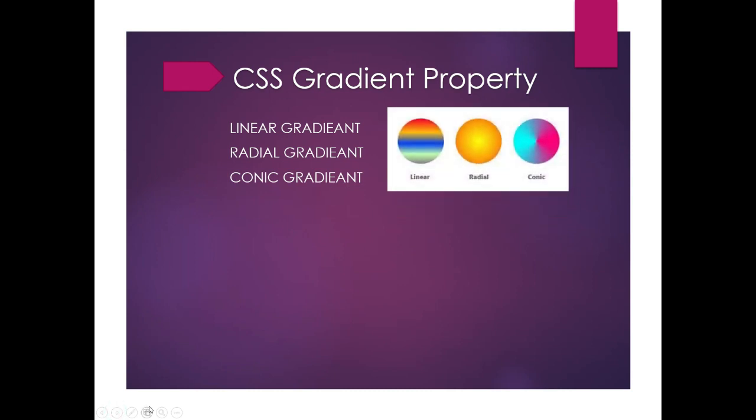So here is an example about this. There you can see a linear gradient example and this radial. Linear is basically something like a scale type. And this is radial, which is something like a circle type, and this is the conic.